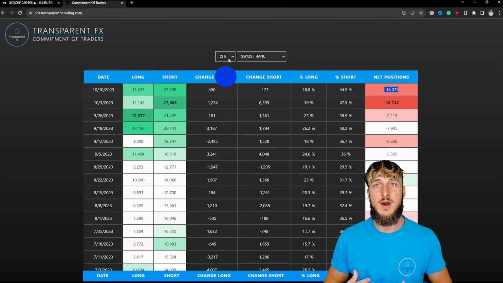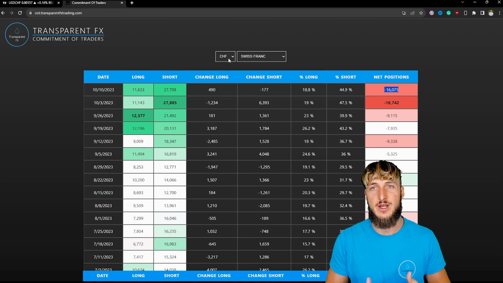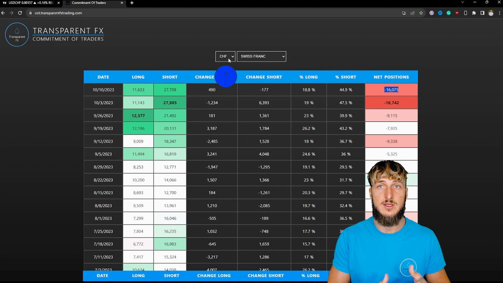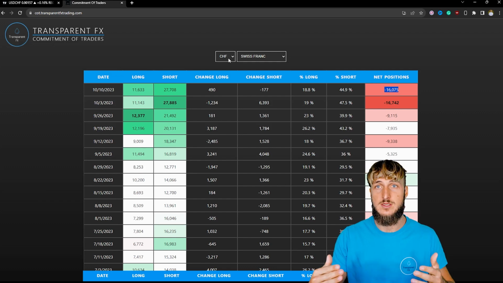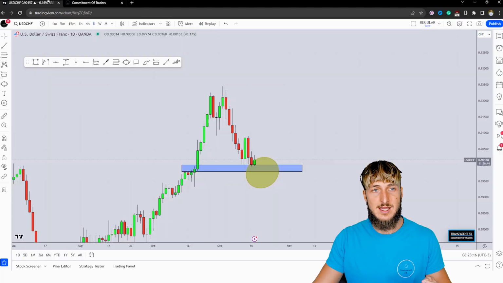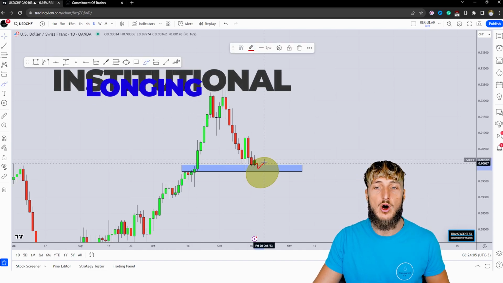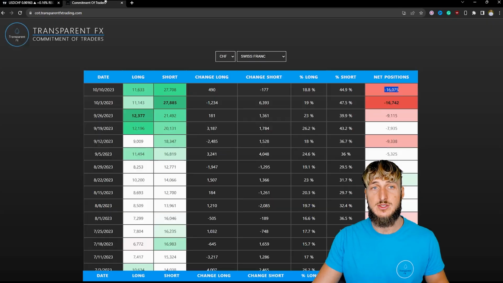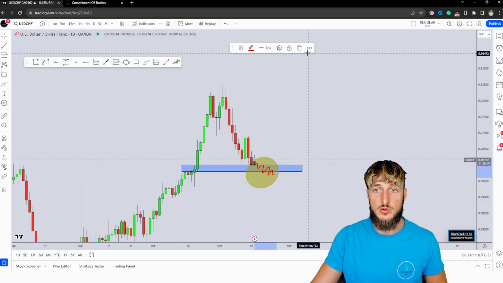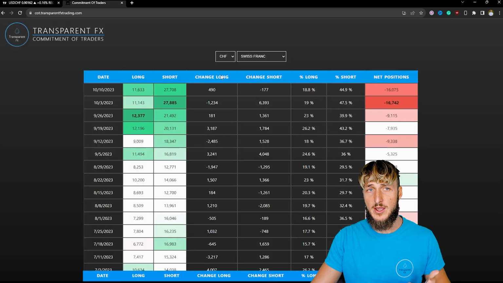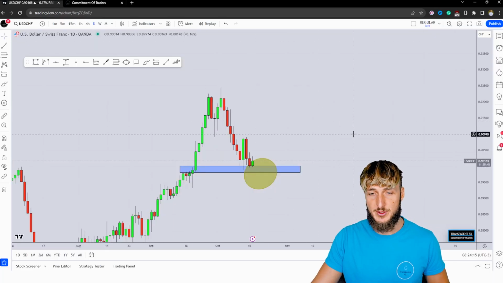Now, we have to keep in mind that all currencies on the spot are traded against the USD. So if you see institutions shorting the CHF, they're actually shorting CHF USD, which means that they are longing USDCHF. So that is why I say that this is a good area, in which we could see more institutional longing of USDCHF, because that is already what has been happening. Institutions are currently longing USDCHF by what we can see here on the commitment of traders.